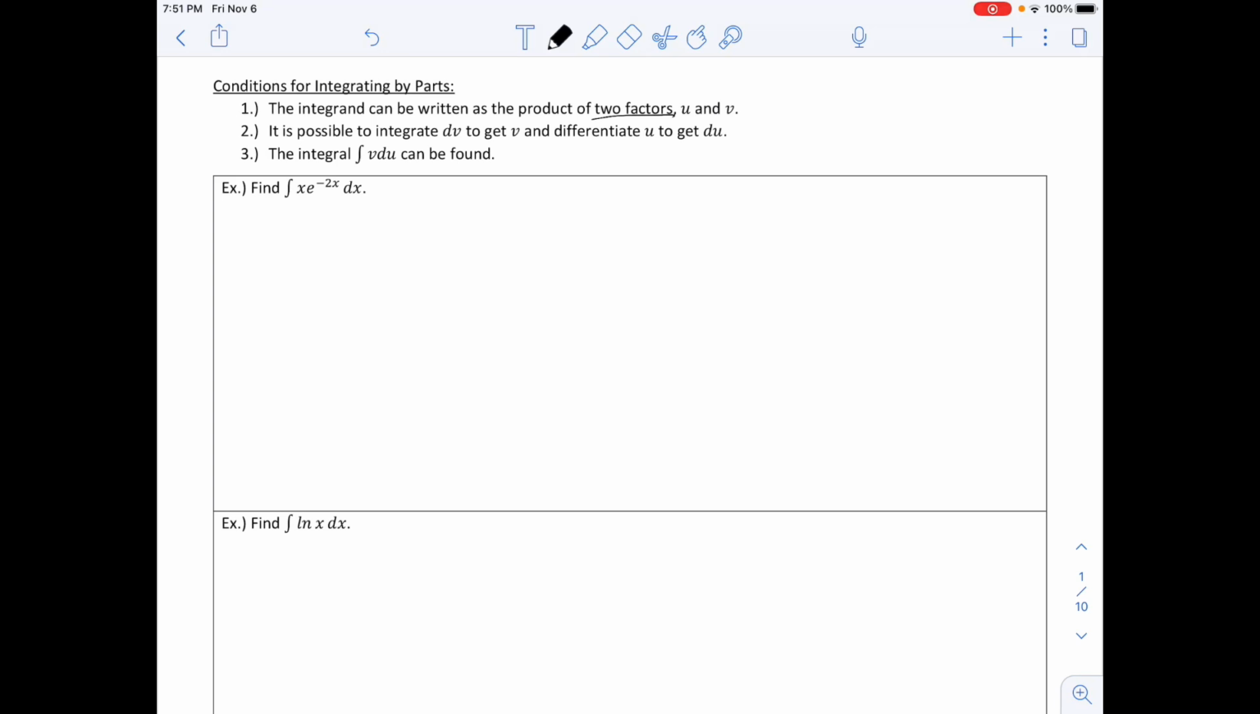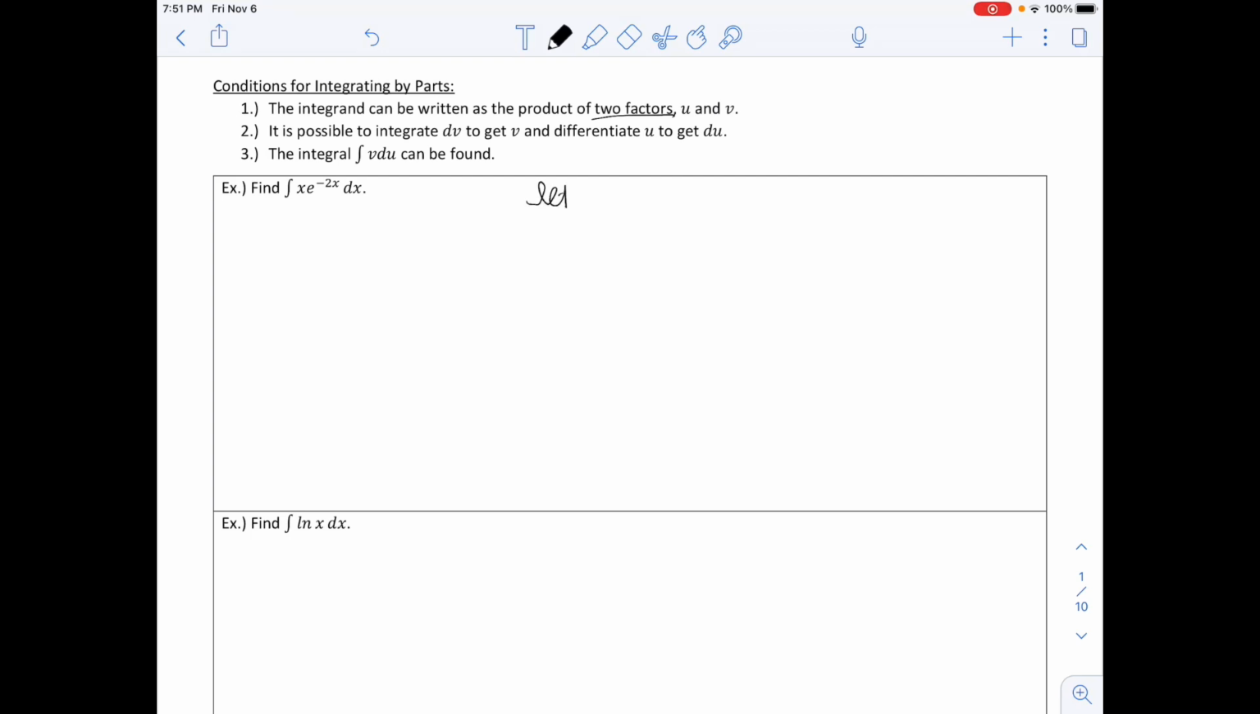So the first example says the integral of x times e to the negative 2x dx. If you were to try to let u equal the inside function, u equal negative 2x, and go through that route, you would also be stuck. You would be able to use substitution, but it wouldn't allow you to integrate this and find an answer. So we need another way to deal with this problem.